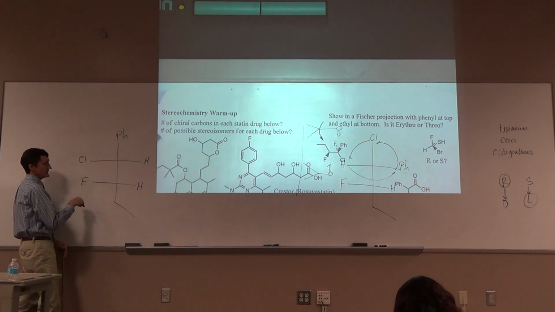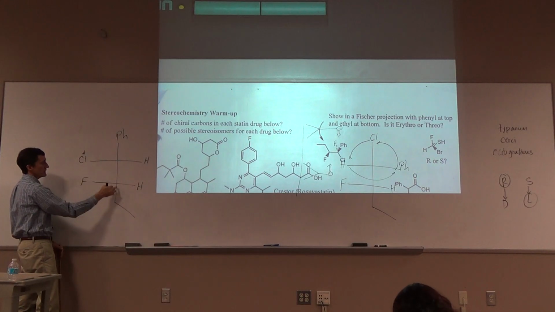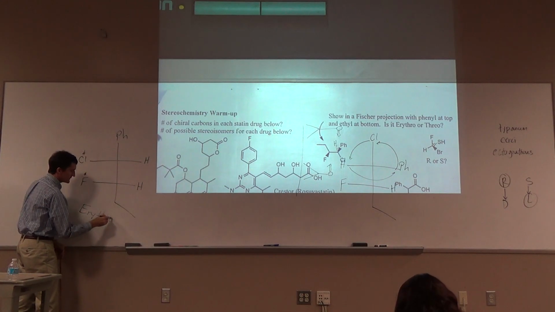When drawn like this, is it R or S? On this carbon, chlorine is high priority. On this carbon, fluorine is high priority. What is it? It's R.